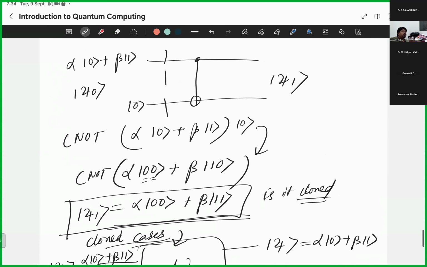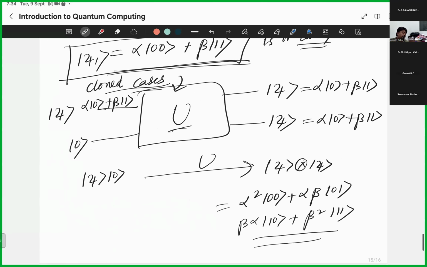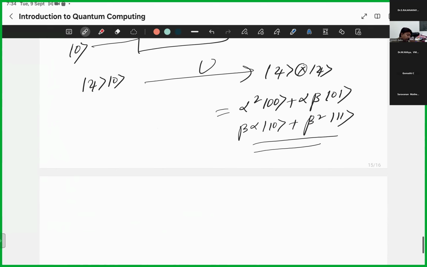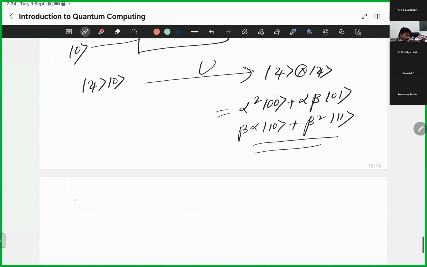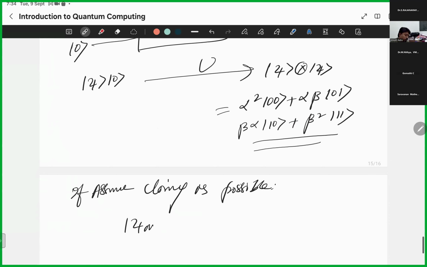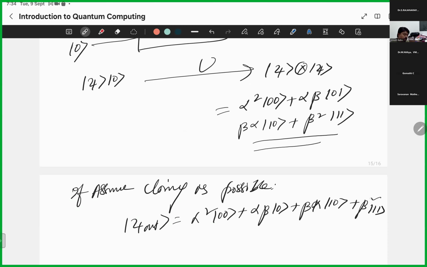The C-NOT gate was able to clone single bit states. If I use the C-NOT gate to clone the superposition state, what was I getting? So if I assume cloning is possible, the output state I am getting is alpha square |00>, alpha beta |01>, beta alpha |10>, beta square |11>.